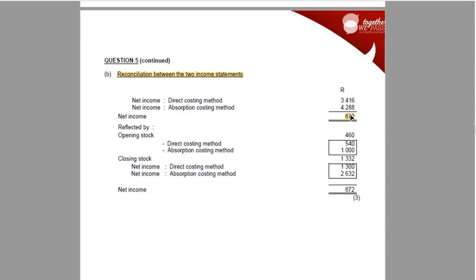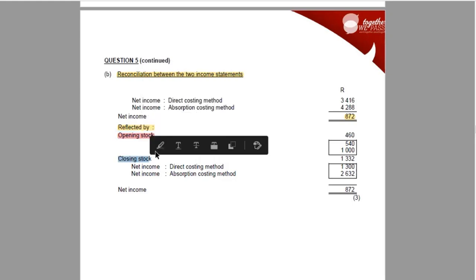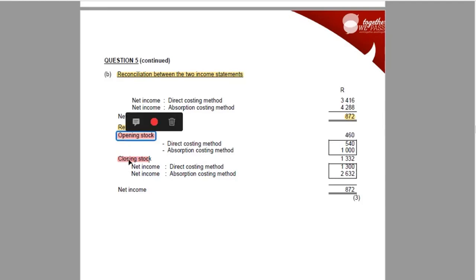Reconciliation means that you are breaking down the movement, right? So now, where would this movement be evident? You say, all right, 872, that's what you're trying to reconcile. Where will it be coming from? Okay, first of all, it will be coming from my opening stock and my closing stock. That's where this 872 will be coming from. It will be from my opening stock and my closing stock.